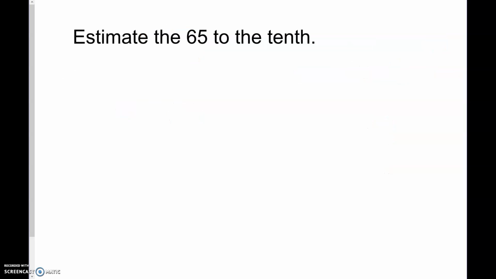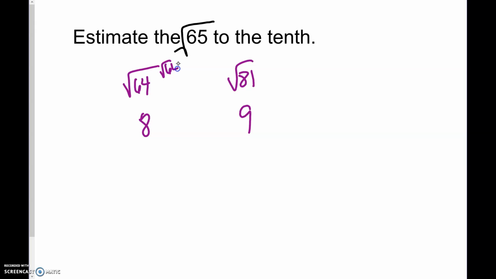All right, estimate the square root of 65 to the tenth. So I like to find a perfect square on either side. The perfect square of 64 is 8, and then the next whole number is 9. 9 squared is 81. But if you look, is 65 super duper close to 64? So I would say 8.1 is what I would estimate that to the tenth.